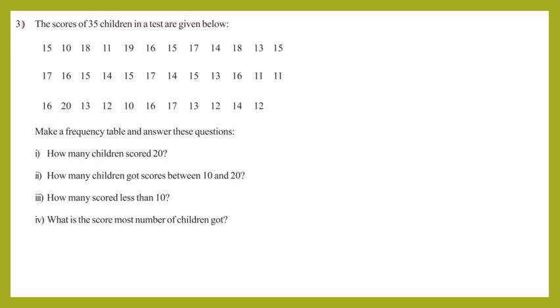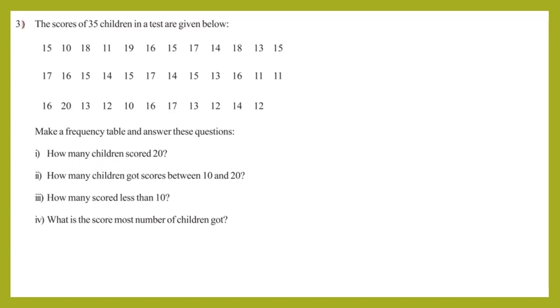See third question. The scores of 35 children in a test are given below. Questions. Make a frequency table and answer these questions. Question number 1. How many children scored 20? How many children got a score between 10 to 20? Third question. How many scored less than 10? Fourth question. What is the score most number of children got?